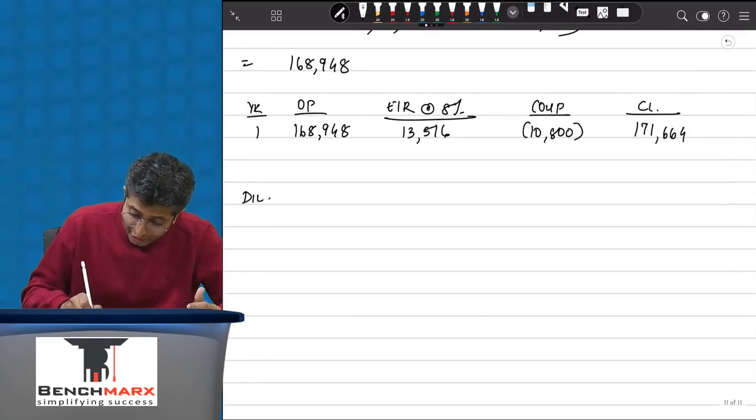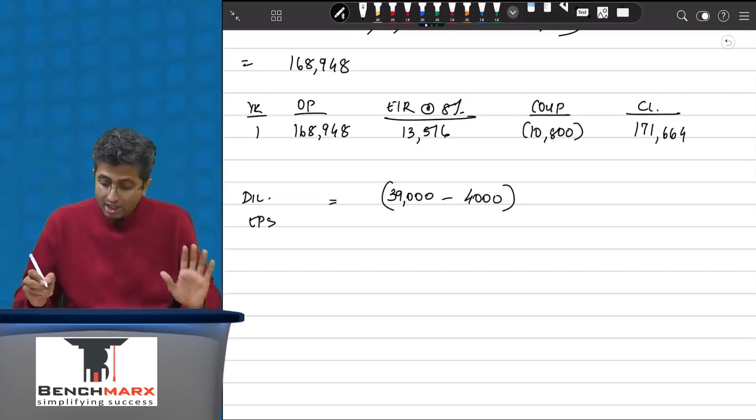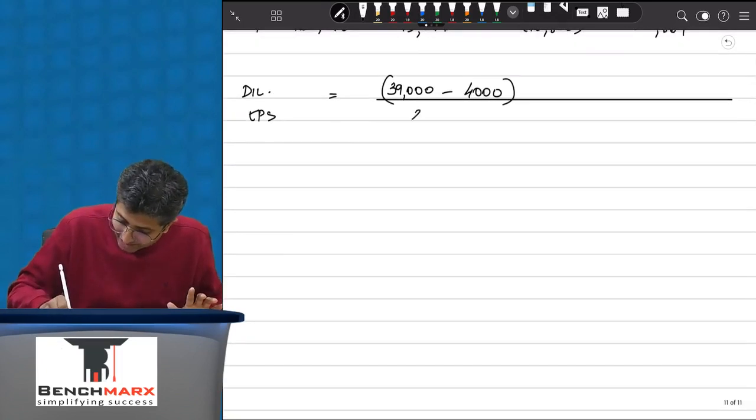Well, because in the diluted EPS calculation, we will start at 39,000 minus 4,000. This is the amount available for equity shareholders. You will start where the basic EPS ended, which is 2,37,500, which is the number of shares.